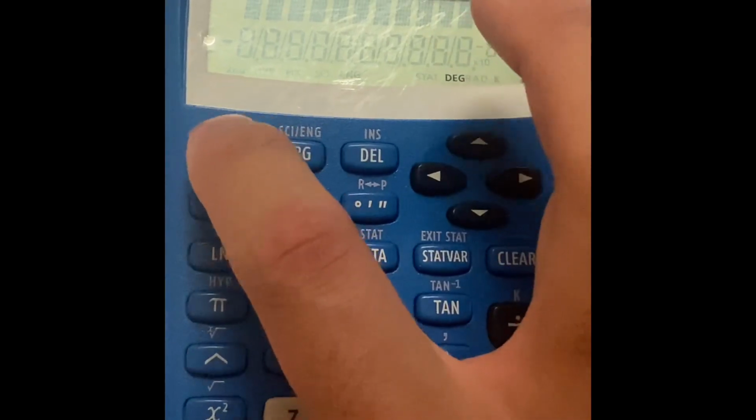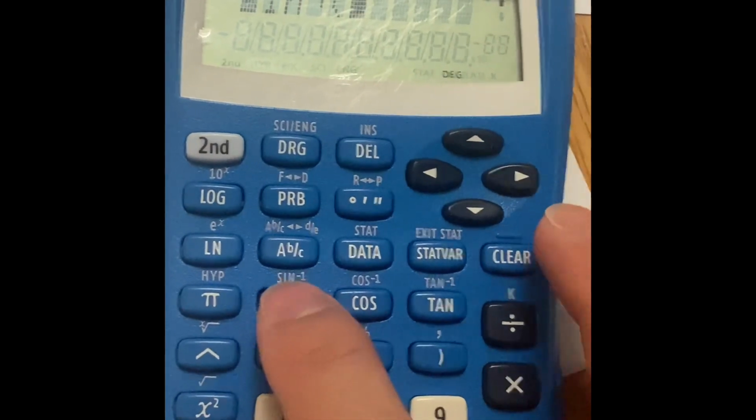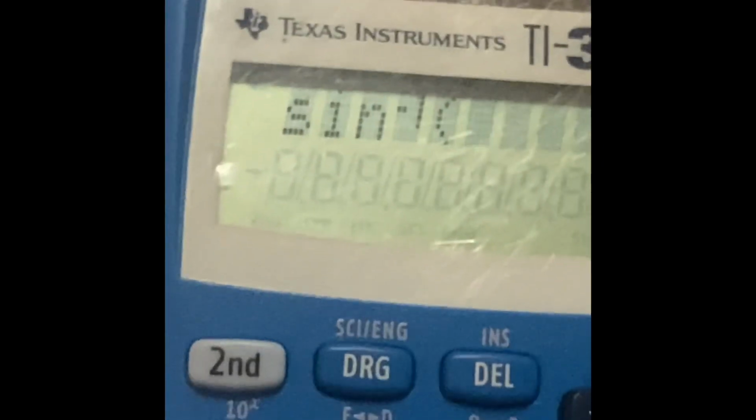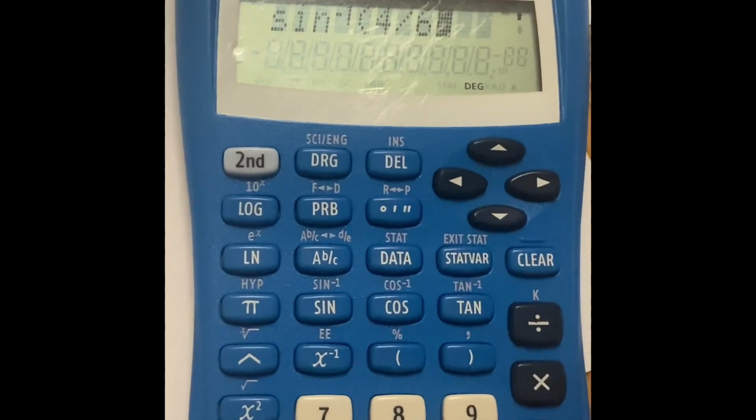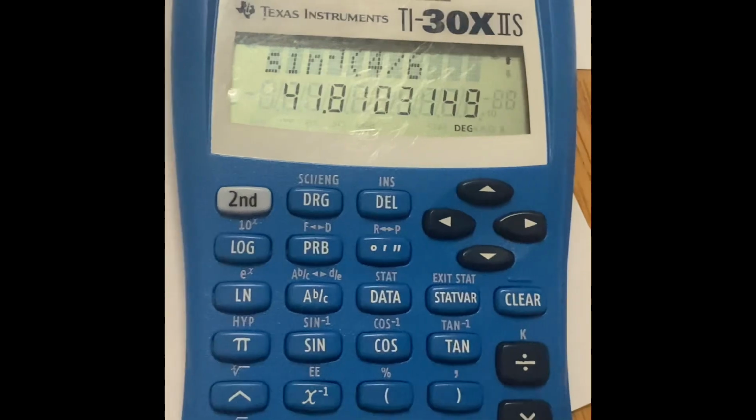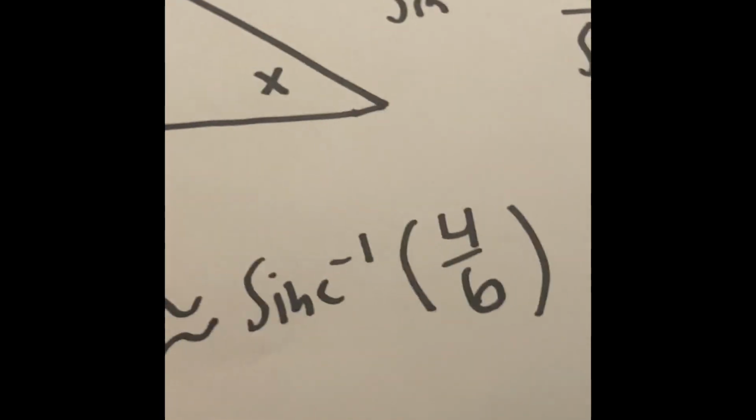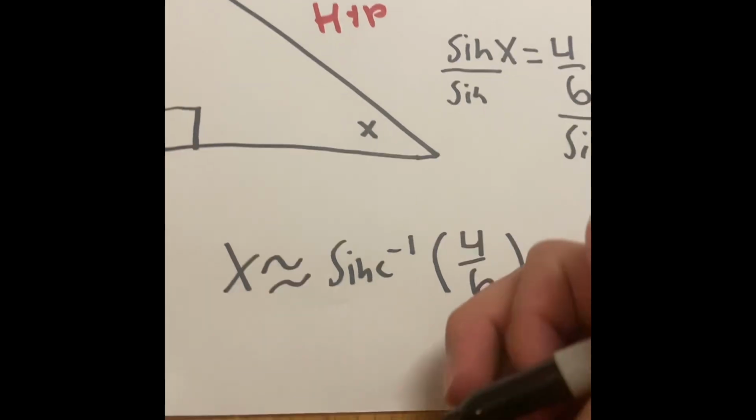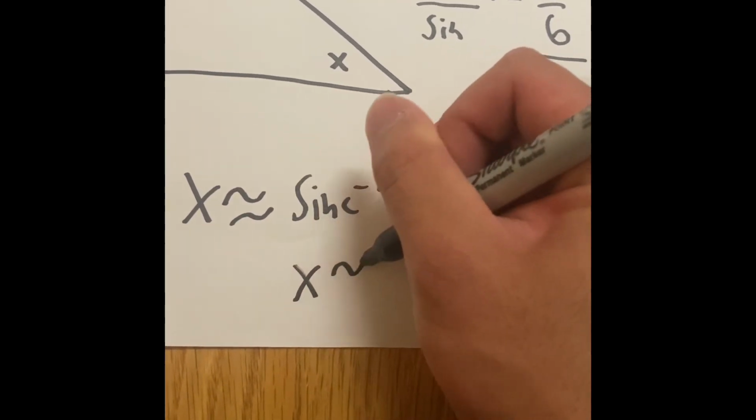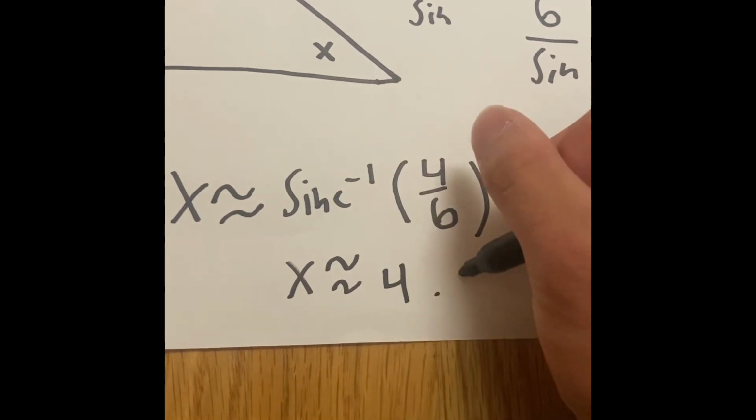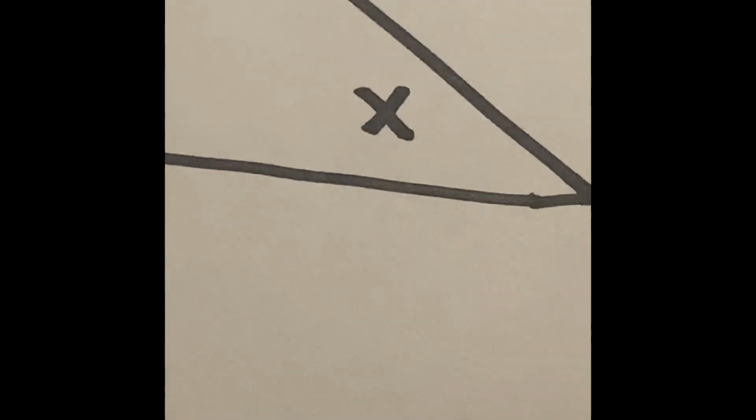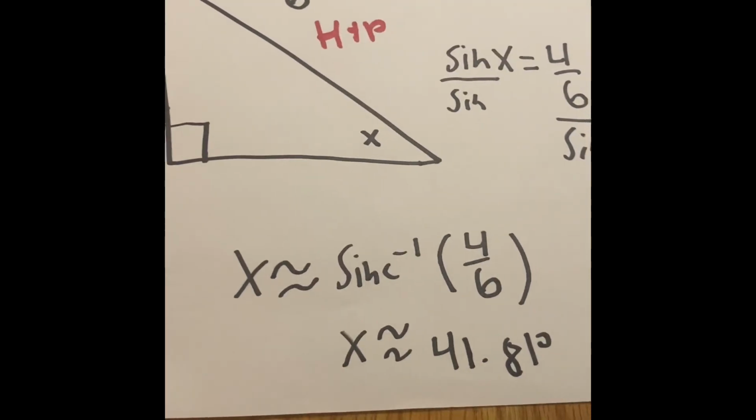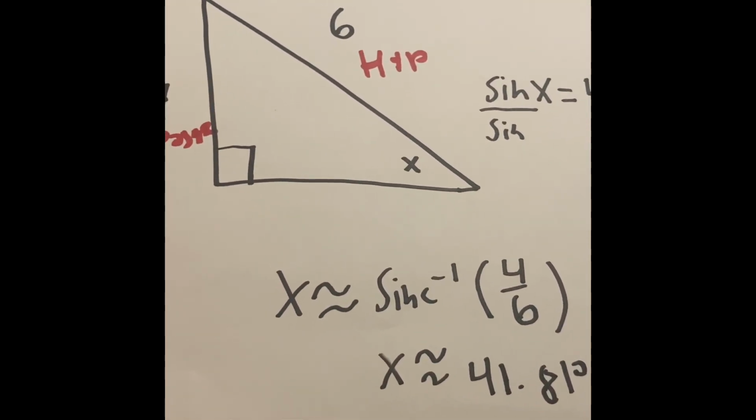But if I click on the second button, and then click on sine, there it goes. See where it goes? Sine negative 1. Then we have to multiply it by 4 divided by 6. When we do that, we get our final answer. So that x has to be around 41.81 degrees. That is saying that x right there should be around 41.81 degrees, but it's not 100% accurate. Let's move on to another one.